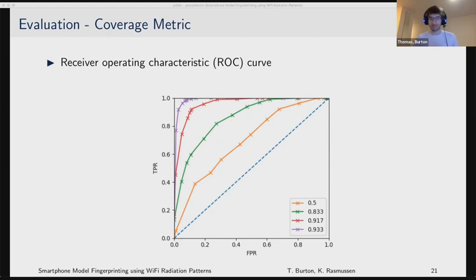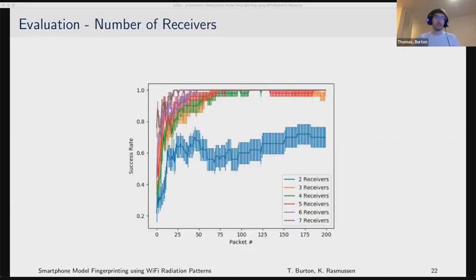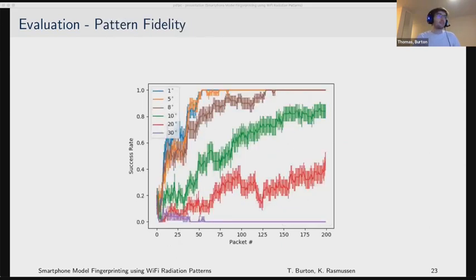So we're confident that the coverage metric is effective. We also looked at the number of receivers, and we found that the true positive rate definitely ramped up a lot faster with more receivers, as we'd expect. And we did a similar thing with pattern fidelity. So we looked at what effect larger or smaller resolutions of the pattern had on the true positive rates. And again, we found that higher resolution patterns reduced the number of packets required to get a high true positive rate.